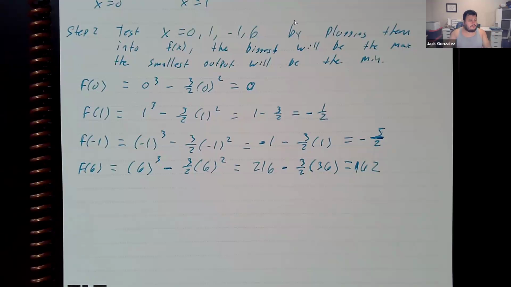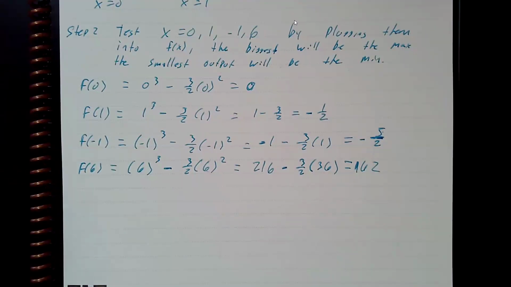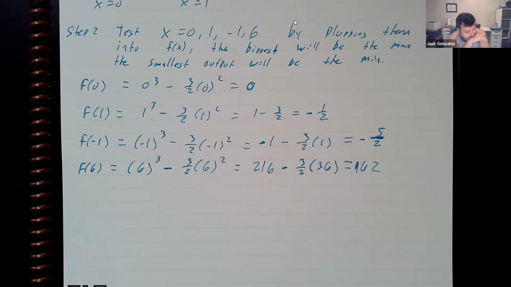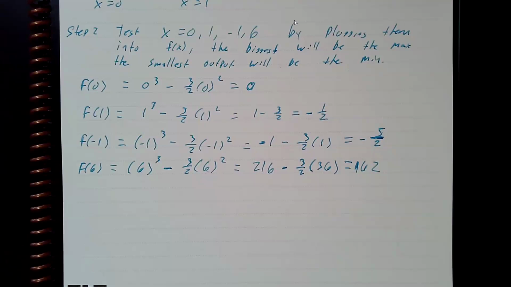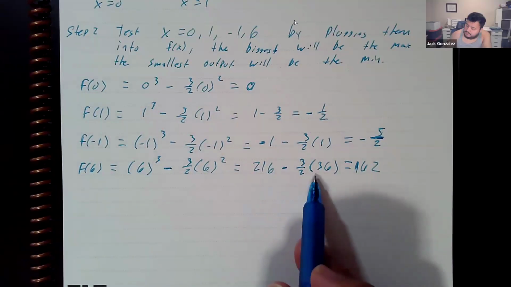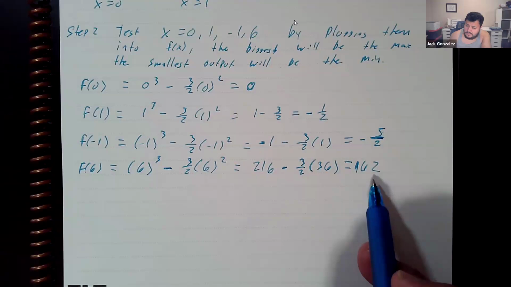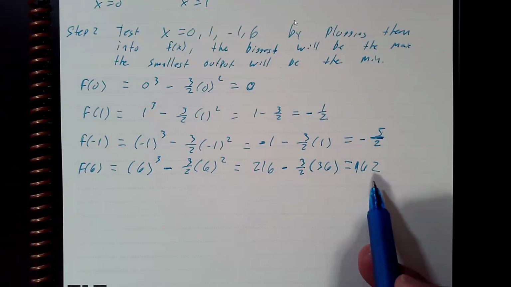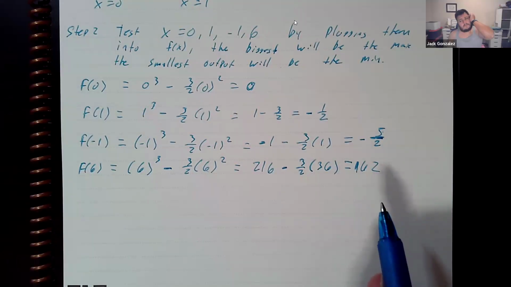All right, go ahead. 18 times 3, yeah, supposed to be 54. Yep. This would be 216 minus 54, 162. I got it. That good or no? Yeah, it's good.